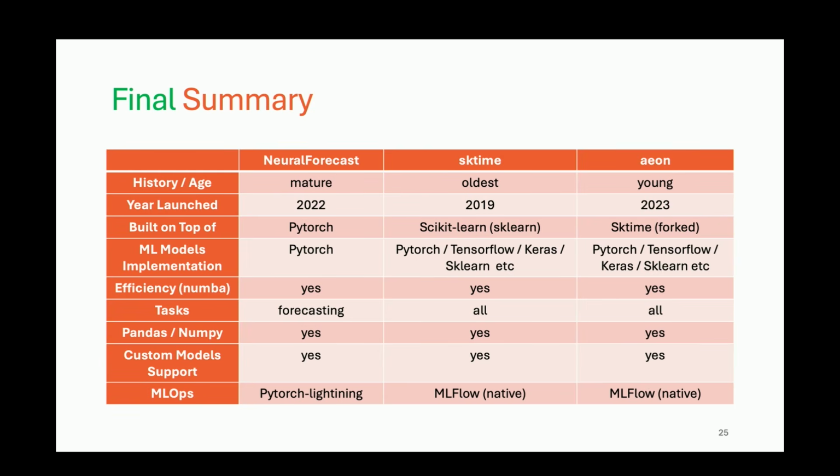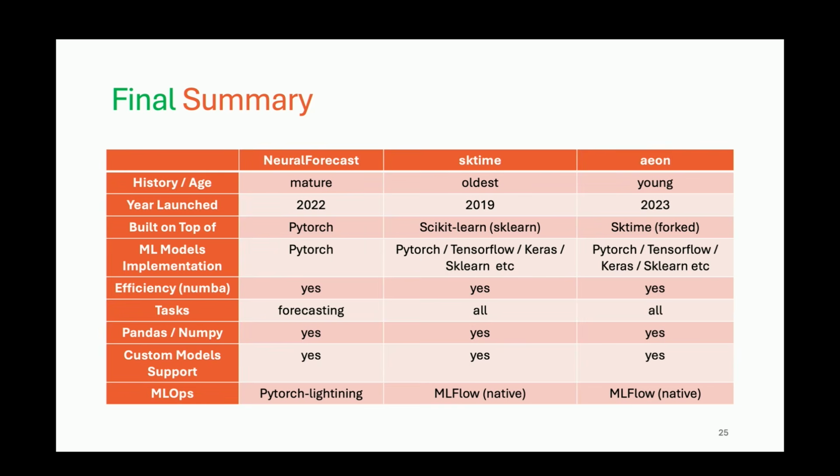There is some MLOps support. For example, NeuralForecast natively supports PyTorch Lightning, as it is developed on PyTorch. Sktime natively supports MLflow. And Aeon also supports MLflow in a native manner. So it is very easy to work with these libraries. And these are a few similarities and some differences. All of them also support Numba, not for all the algorithms, but for most of the algorithms I think you will find Numba support. So the efficiency is also covered.